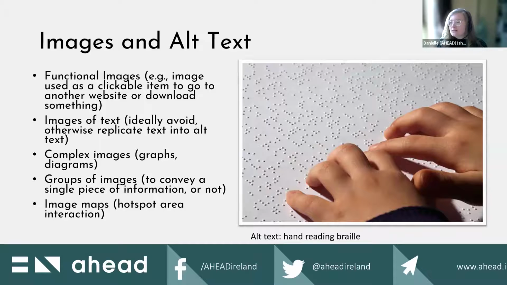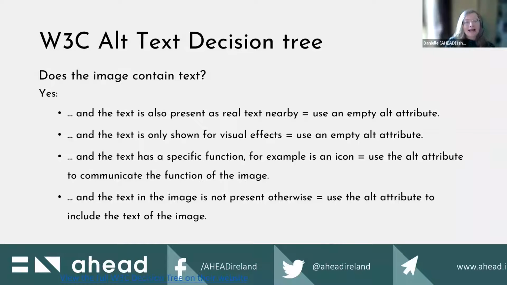Same for image maps. So this is something that I think Trevor was showing earlier, hotspot area interactions. Those are a little bit more complicated, and I'll defer to the experts on that one to explain that. But I'll show you the link now. So as I mentioned, that decision tree from the WCAG people, I've pasted the first layer of it here. Excuse me. And it guides you through a set of questions to see, okay, what should I do with this image?